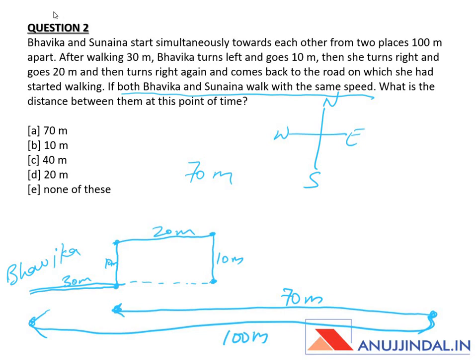Now in the question they are asking what is the distance between them at this point. So Bhavika is here at this point and Sunaina is here at this point. So the distance between them is this much distance, and it is equal to 20 meters. So the distance between them at this point is 20 meters. So option D is the correct answer.